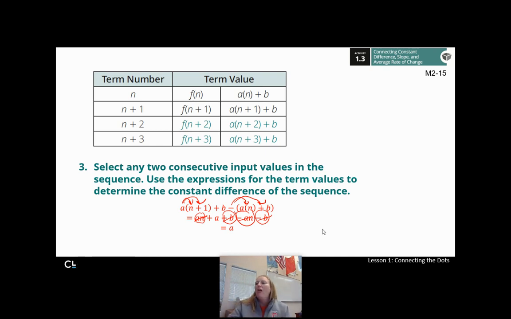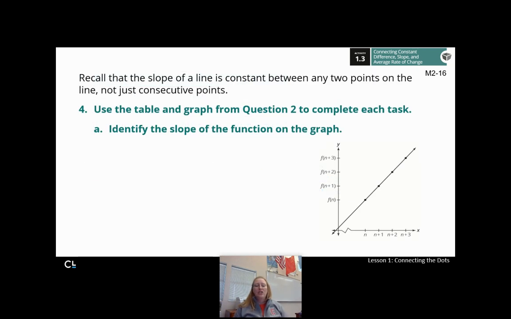But if you recall from our lovely function family, from the whole f of x equals ax plus b, you remember that a is your slope. So you just showed that your constant difference is the slope, no matter what numbers I plug in there. It doesn't matter. It's always going to give you a. So that's kind of nice, kind of snazzy.